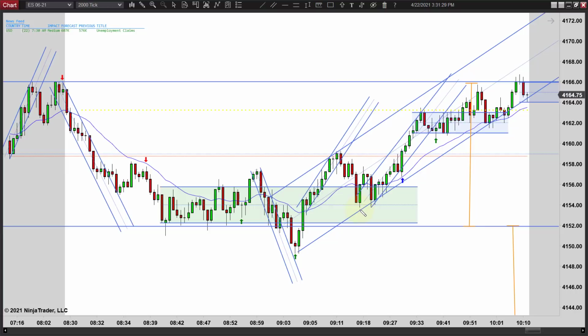I'll make it at least green. It's good for, oops, it's the wrong green arrow. I think it's good for just enough to get a scalp on this first move. Actually, you wouldn't have got stopped out and it would have gone even higher.